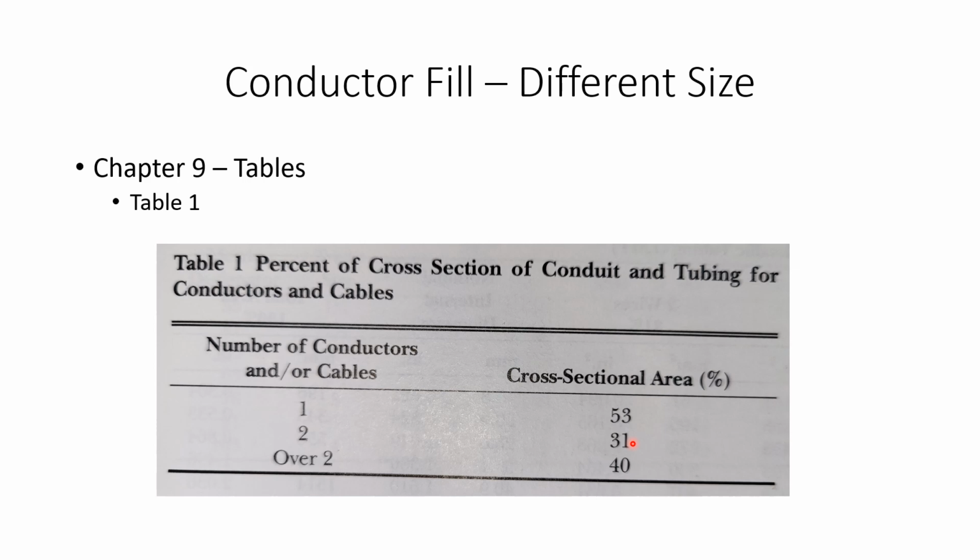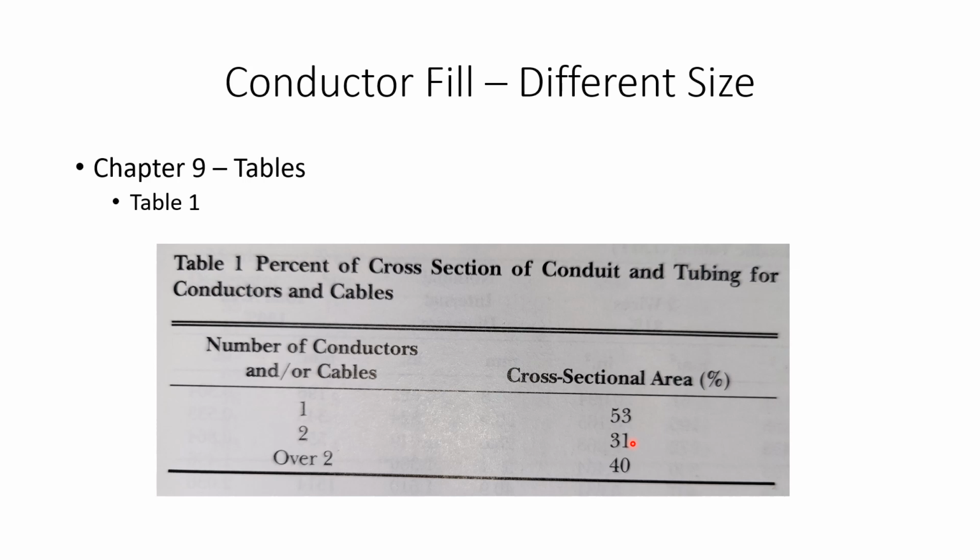Now that may not make sense to you. Why only 31%? Why can't you go 50%? Well, you have to think about it. If you had two cables, each of them half the diameter of the conduit, they would get jammed in there. So it's 31%. It is what it is.